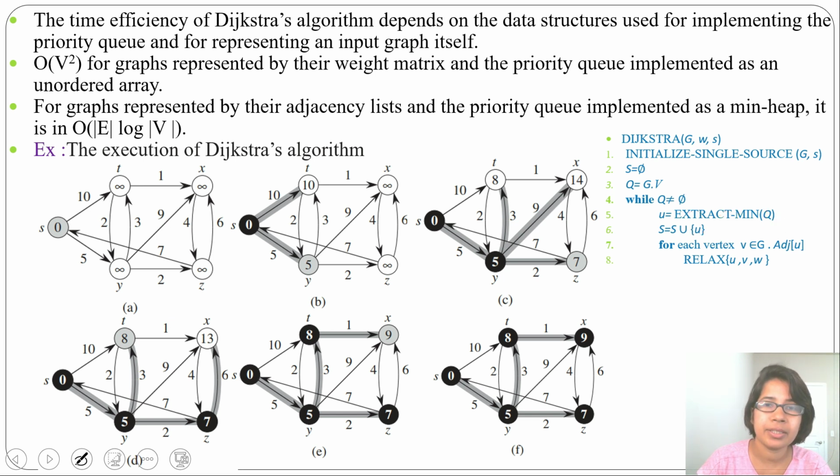In today's lecture, I discussed Dijkstra's algorithm with one example. In the next lecture, I will discuss one more example.